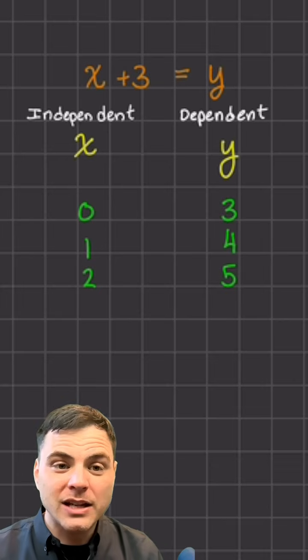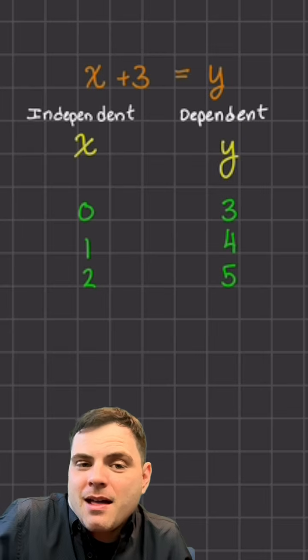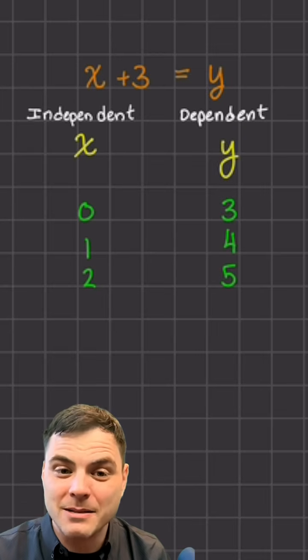And so just think independent is what we're starting with. Dependent depends. The number depends on the first one. And that's the thing to remember for independent and dependent variables.